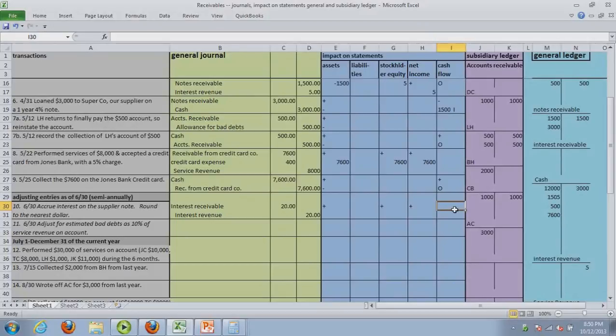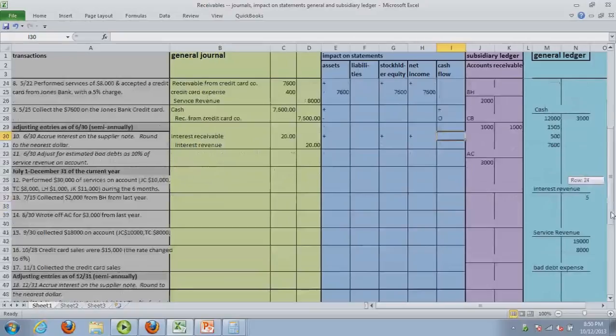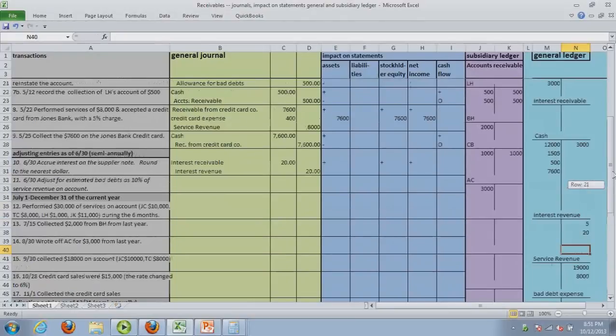And usually when you get to adjusting entries, there is no cash, unless you're handling a bank reconciliation entry. Okay, subsidiaries we don't have to worry about, thank goodness. So we have interest revenue for 20 as a credit, interest receivable for 20 as well.